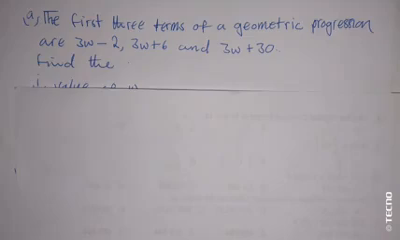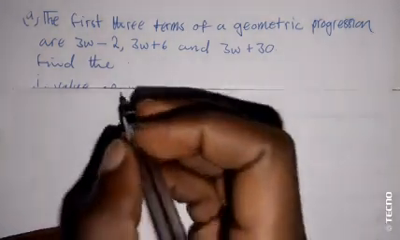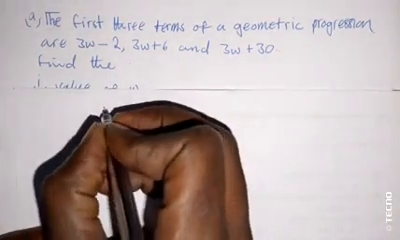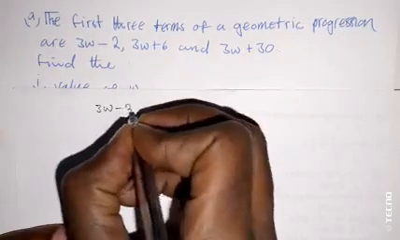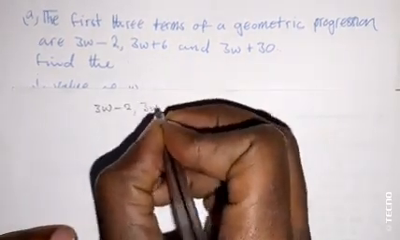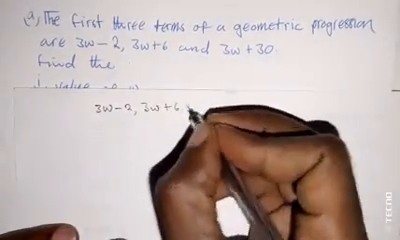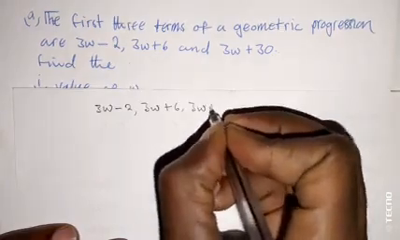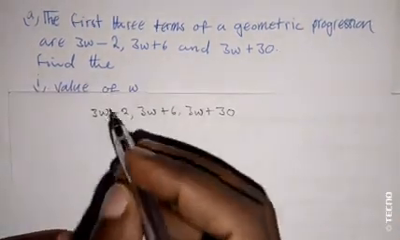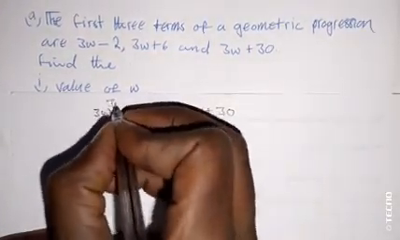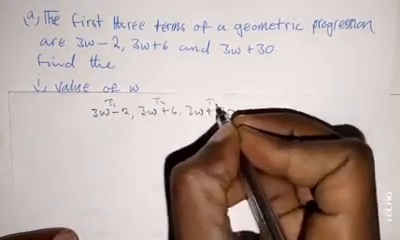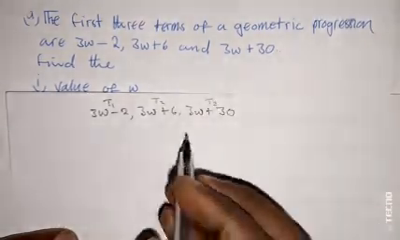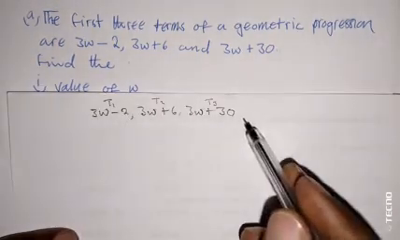Okay, so here what we have is 3w minus 2, then we also have 3w plus 6, and we also have 3w plus 30. So this is what we have. This is the first term, this is the second term, and this is the third term. Remember, for a GP we look for a common ratio.